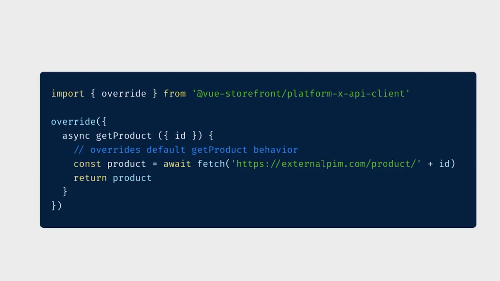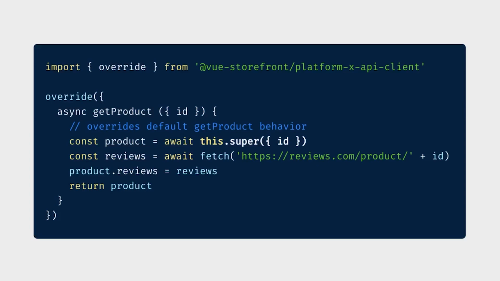For example, in this example, we are overriding the default getProduct method. And we can, for example, use some external API to fetch products, like a PIM. In that case, all of the other methods from the API client will work as previously, but getProduct will fetch our products from a different service. Sometimes you might want to only enrich your data. So you want to keep the basic functionality, but for example, fetch reviews, so only a part of your data entity from the external service. In that case, you can call a super method, which will invoke the default version of this API client method, and then do something with the response.